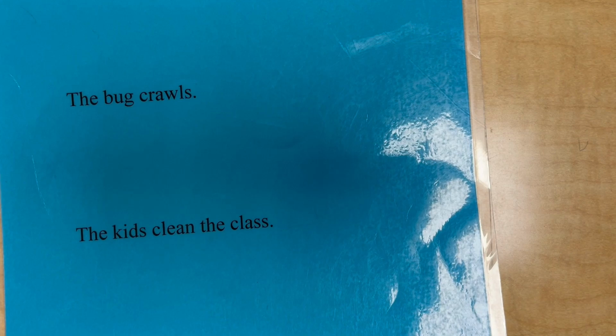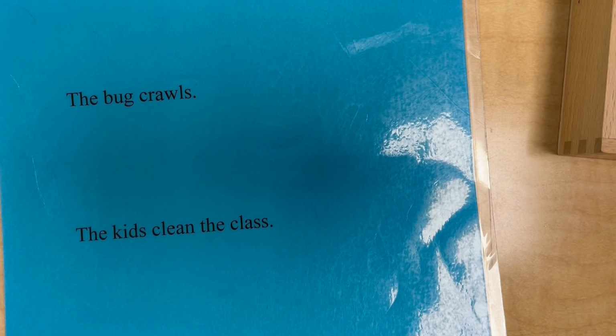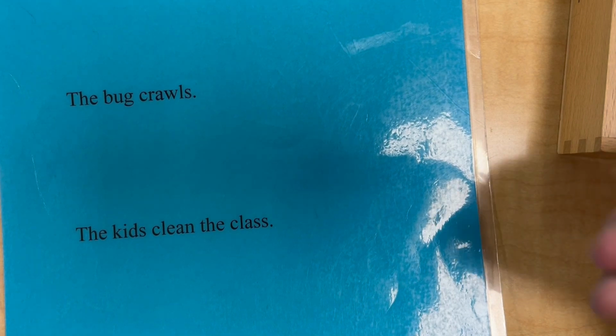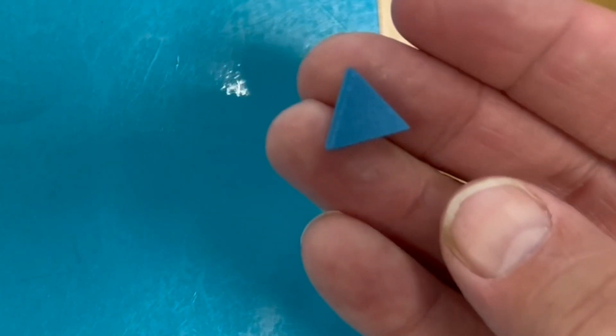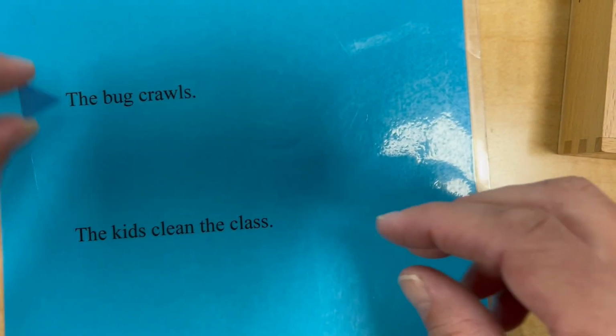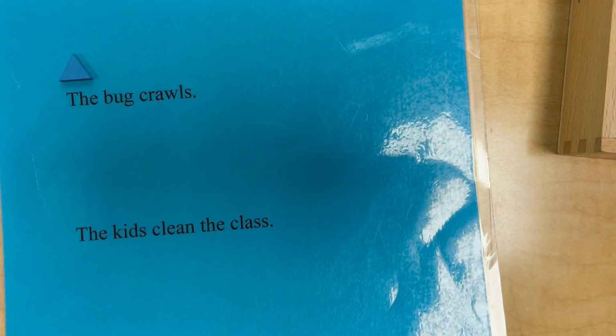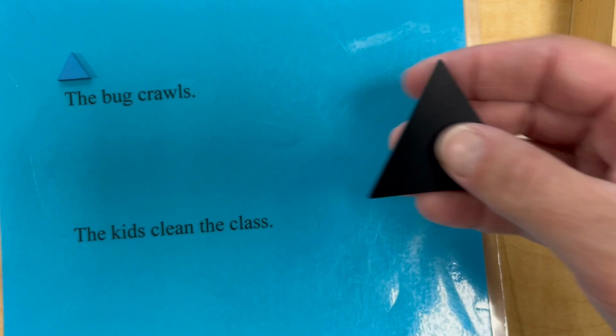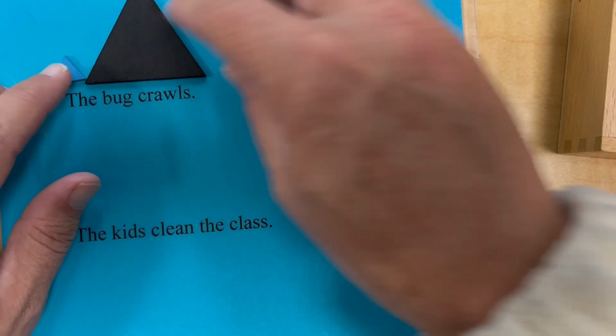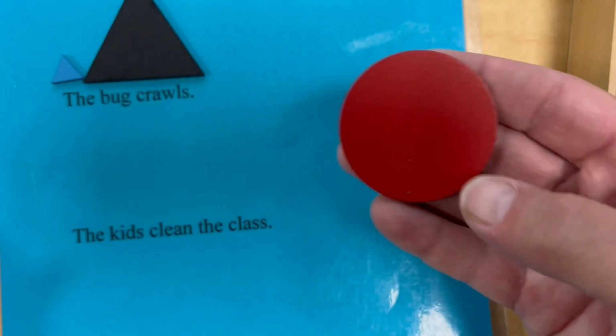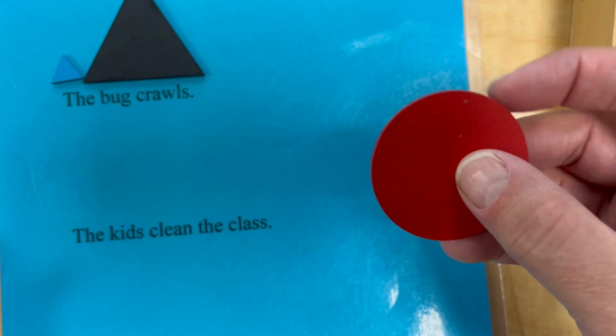Hopefully you can see the sentence that says the bug crawls. And at this point, children would have had a little lesson about articles, nouns, and verbs. And then they often will do something like this where they're placing tiny little grammar symbols that they learn in a Montessori classroom. The small light blue triangle represents the article. The large black triangle represents the noun. And because verbs show action, we use a red circle to represent the verb.